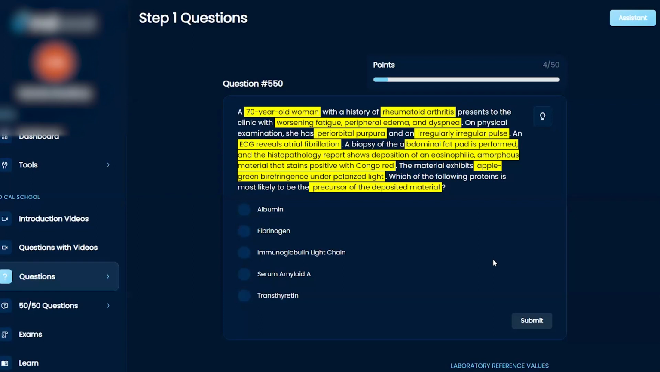So let's see. When I think of serum amyloid A, I'm thinking more of Alzheimer's, and she doesn't have any symptoms of that. Mutant globulin light chain, I'm thinking more like multiple myeloma. And then transthyretin, I know, has to do with the heart, like dilated cardiomyopathy. So I would say transthyretin.